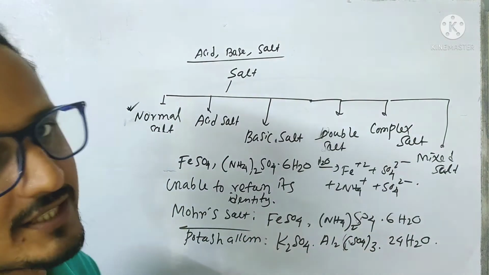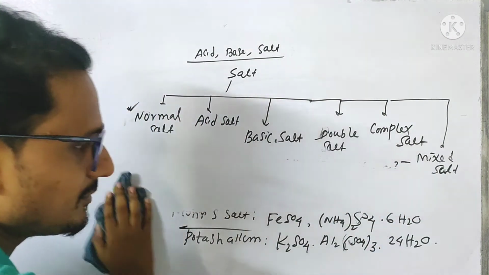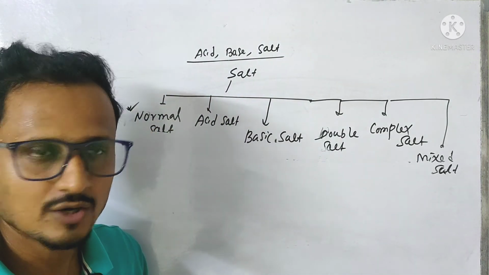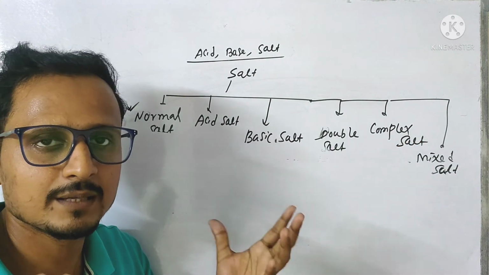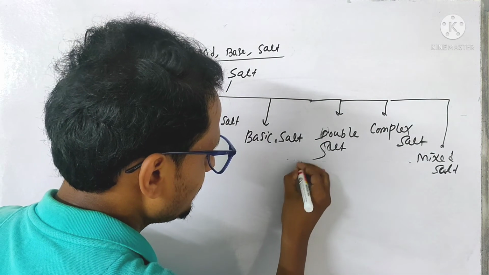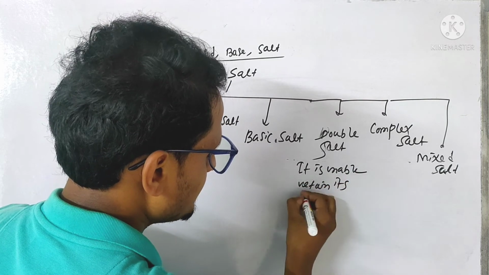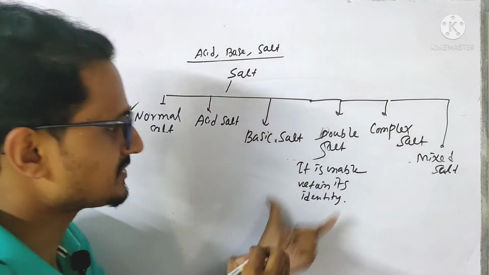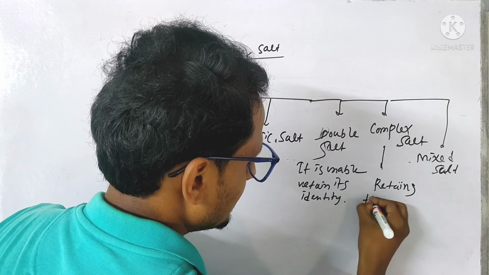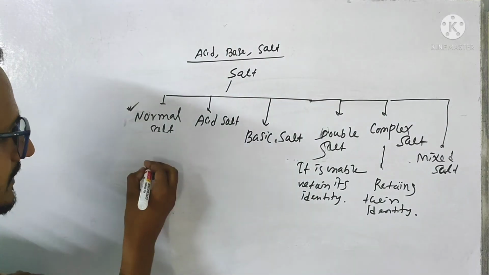Now we go into the complex salt. Complex salt is very important in higher classes. There is a difference between double salt and complex salt. A double salt is a mixture of two or more simple salts. A complex salt also can be made by mixing two or more simple salts. But a double salt is unable to retain its identity, while a complex salt retains its identity in aqueous solution.